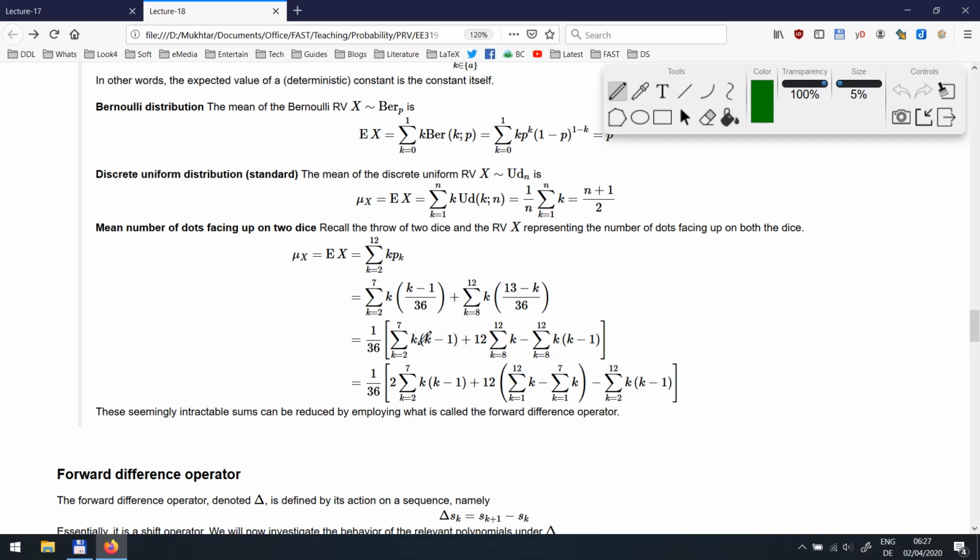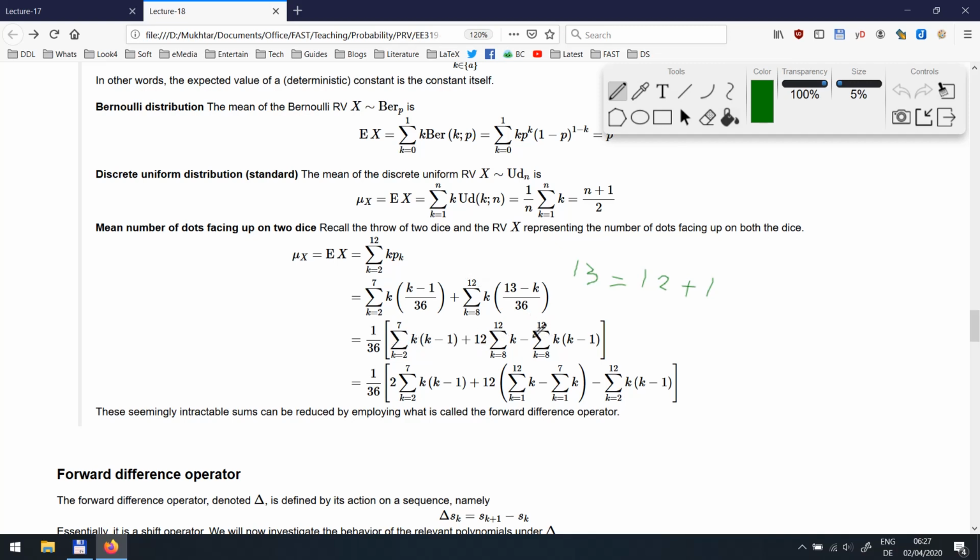I want to see this same k times k minus 1 there as well. And how can I do that? If I break down this 13 into 12 plus 1, that plus 1 will be combined with minus k, so 1 minus k. If I take the minus sign out, I will get k minus 1 multiplied by k, and that 1 over 36 is out.